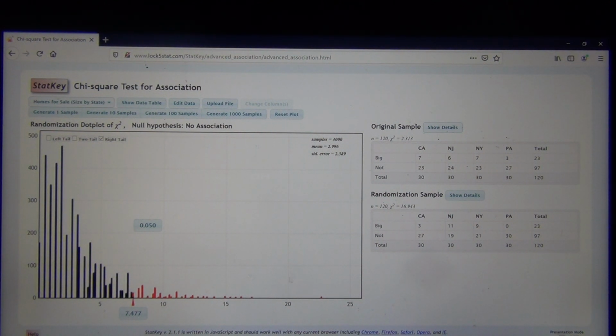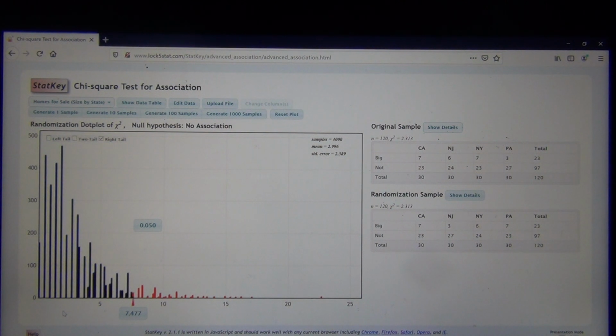Is our original sample significant? No. Our chi-square test statistic is 2.313, and 2.313 is way over here. It's not in the tail. That means our sample data does not significantly disagree with the null hypothesis. It also means that our observed counts are really not significantly different than our expected counts.